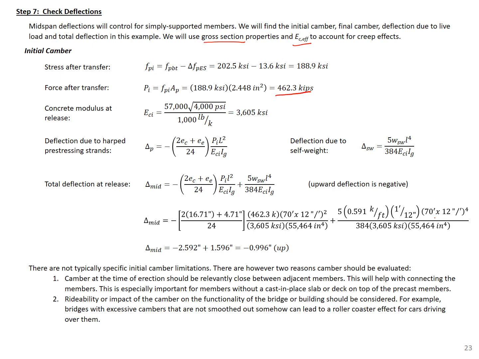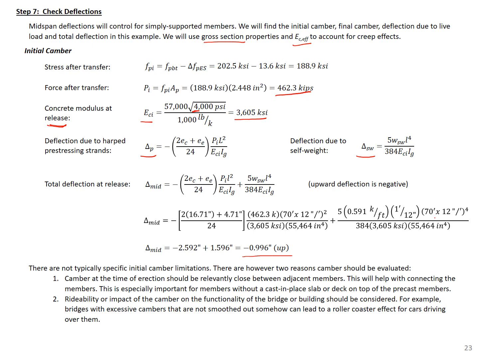We're looking at initial, so we're thinking short term, and we're looking at release. So when we find our Ec, we want our Eci, so we're using our release strength of our concrete, 4 ksi. So we can find our concrete modulus at release to be 3,605 ksi. Our deflection at initial camber is going to be a combination of our deflection from our prestressing and the deflection from our self-weight. So we can add these two components together to get our total deflection at release, and plugging in all of our different numbers, we can get our midspan deflection to be about an inch upward.